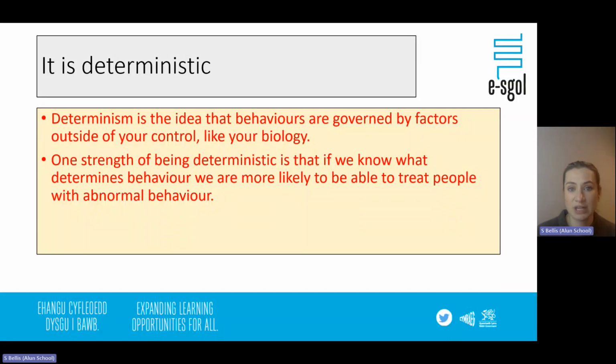Similarly with schizophrenia, which we spoke about last time, people with schizophrenia have too much dopamine in the brain. So we need to dampen that dopamine down. So it's really handy that we know that behaviour is determined and what determines behaviour, because it means that it can help us with treatment.